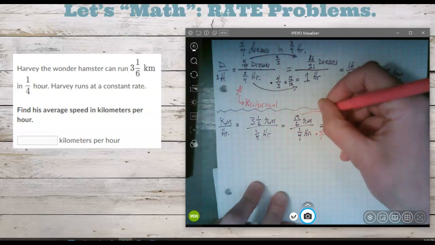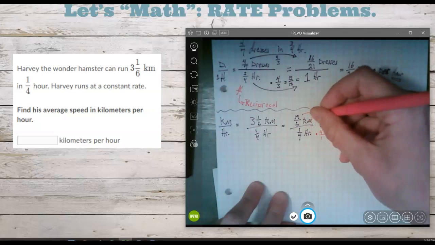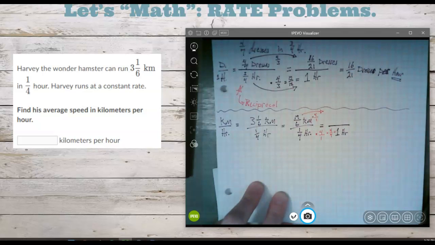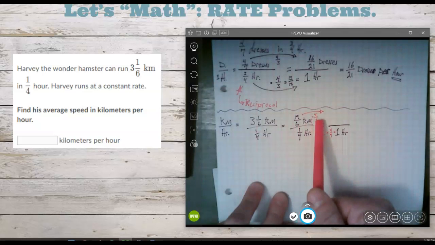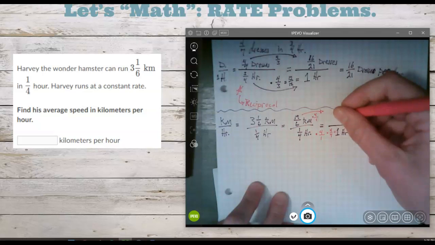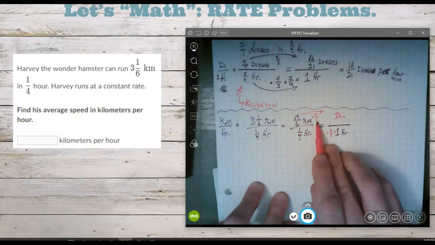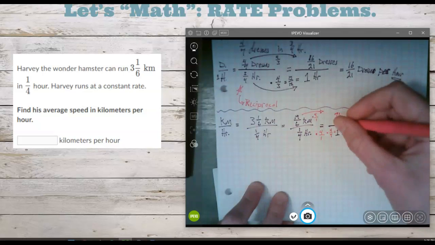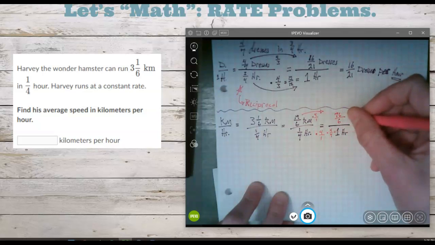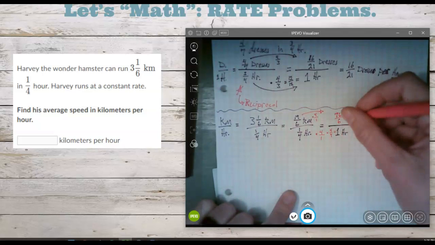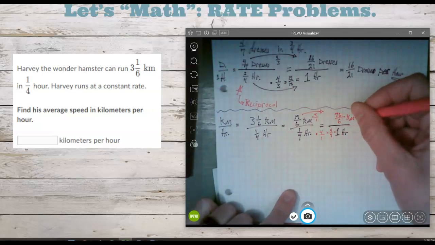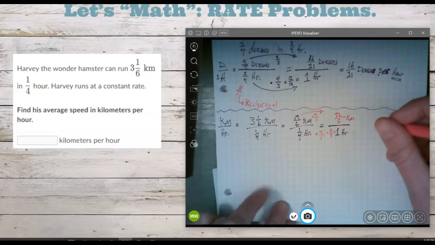If we multiply on top, that's where the math gets a bit more complicated. 19 times 4? Who knows 19 times 4? 76? Yeah, because that's like 20 times 4, but take away 4. So it's 76, you said. 6 times 1? That's better math. 6. So we get 76 sixths. I can't make the TH sound today.